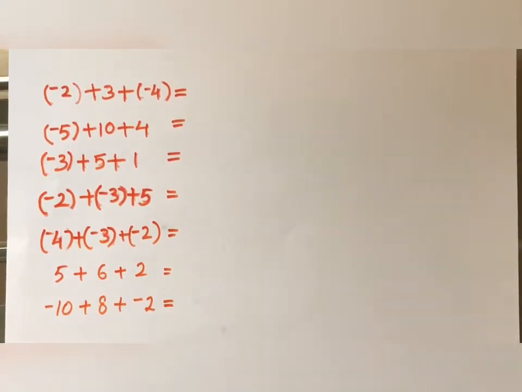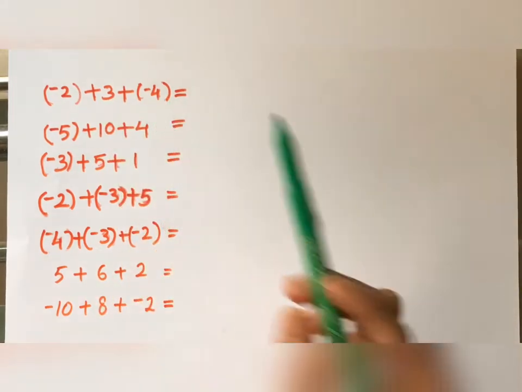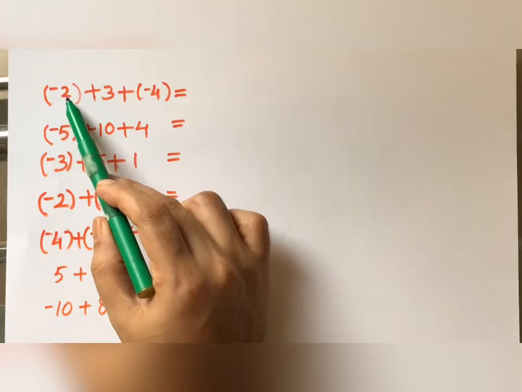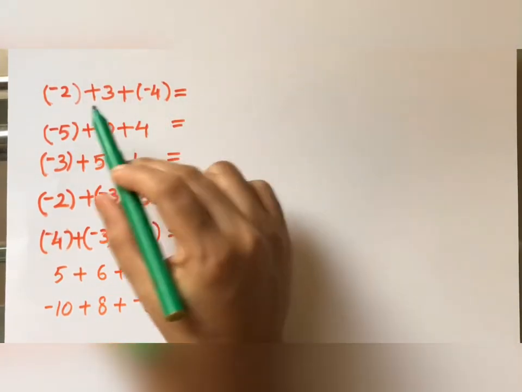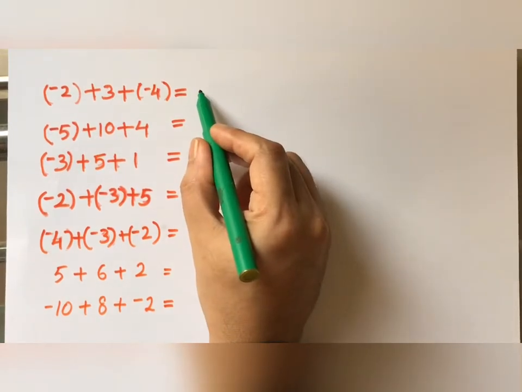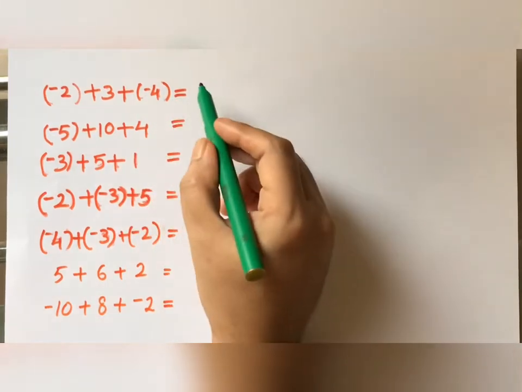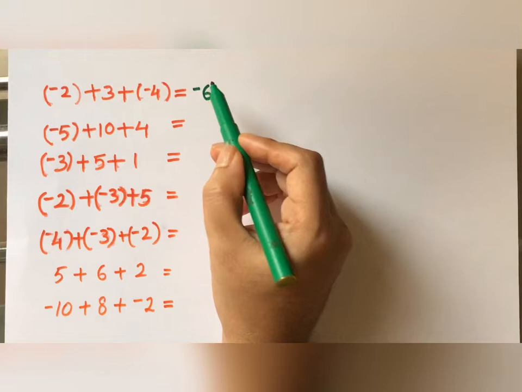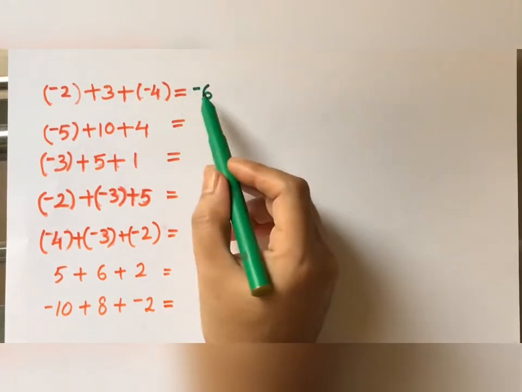Now we will see how to add if there are more than 2 integers. Here -2 plus 3 minus 4. If there are more than 2 integers, add the numbers having the same sign together. That is -4 and -2. Add them together. So -4 and -2 both are negative, so you should add. You will get -6 because both are negative. Then add and keep the same sign.